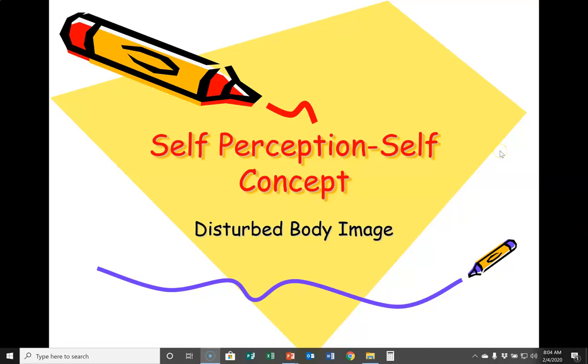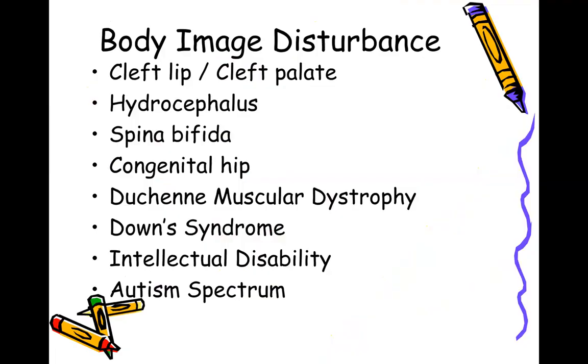Okay, we're going to be talking about some disturbed body image diagnoses related to pediatric care. We're on the Gordon's functional health pattern, self-perception, self-concept. Okay, so things we're going to talk about: cleft lip and cleft palate, hydrocephalus, spina bifida, congenital hip, Duchenne muscular dystrophy, Down syndrome, intellectual disability, and the autism spectrum.